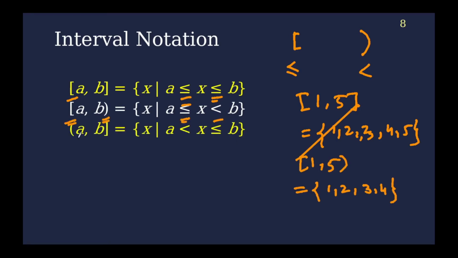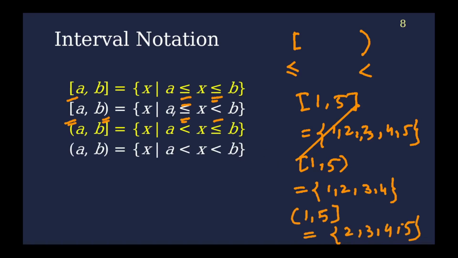Similarly, third notation, if the round bracket is at the first position, for example (1, 5], the elements of the set will be 2, 3, 4, and 5. Because X is greater than A, so 1 cannot be included, and X is less than or equal to B. So that's why 2, 3, 4, 5.